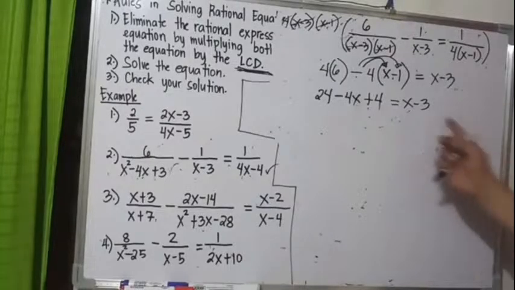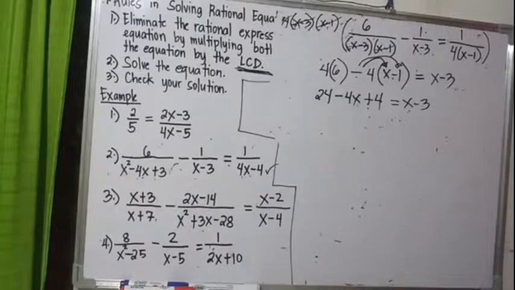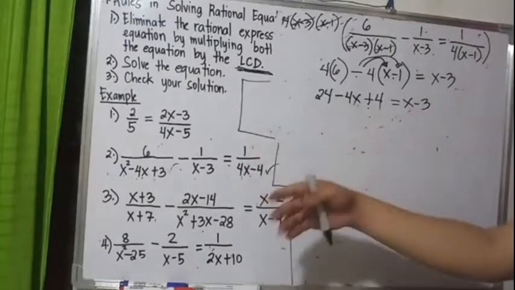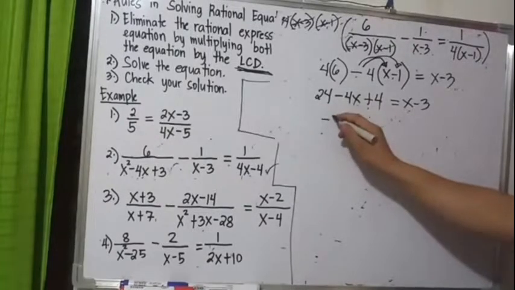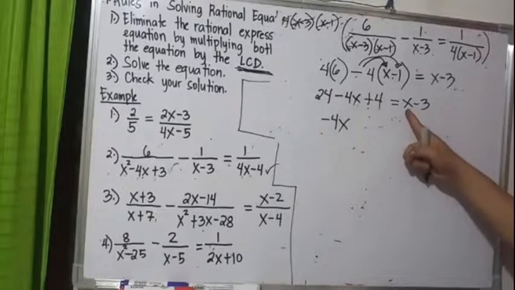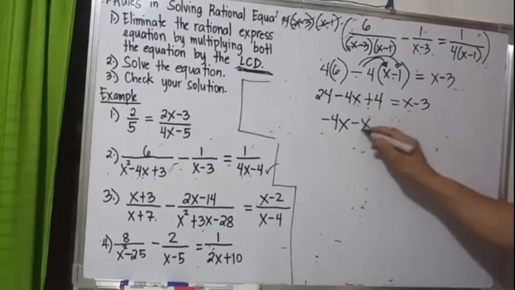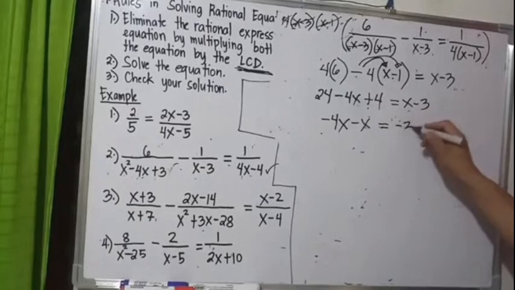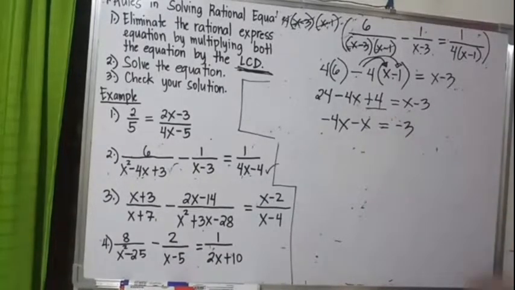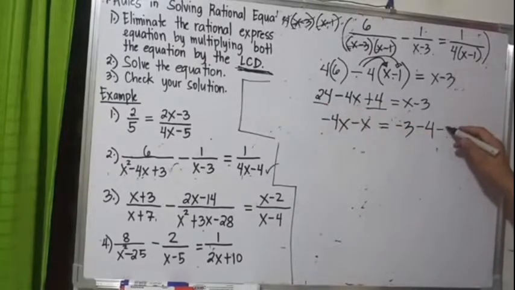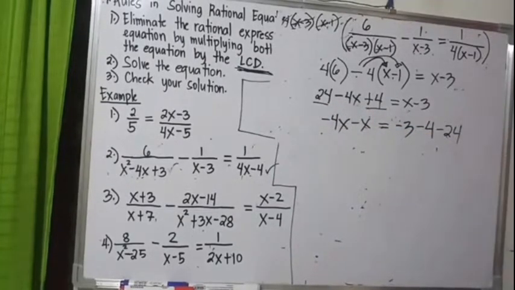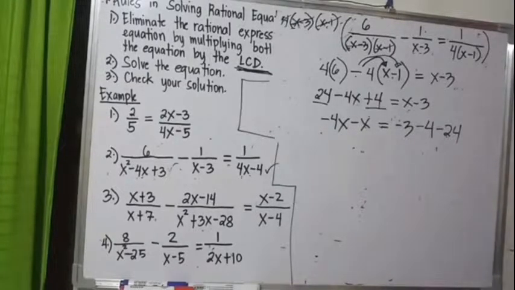Next, combine all terms with the variable on this side and the whole numbers on the other side. So negative 4x, we transpose this, it becomes negative x equals negative 3. And this positive 4 becomes negative 4. And this one becomes negative 24. Okay. Tingnan natin. Tama ba? Check.